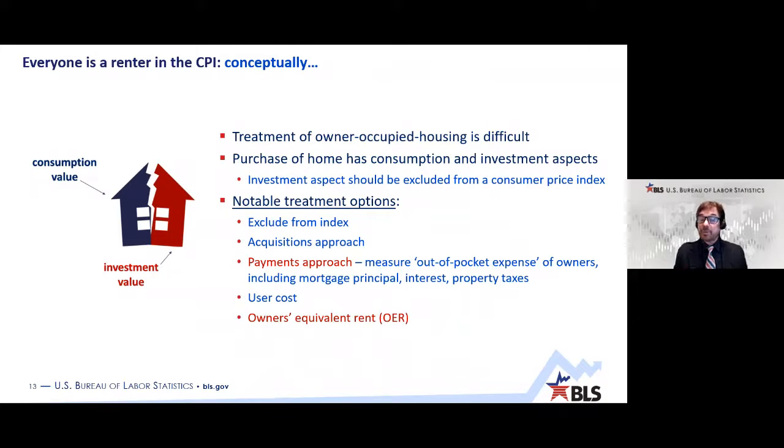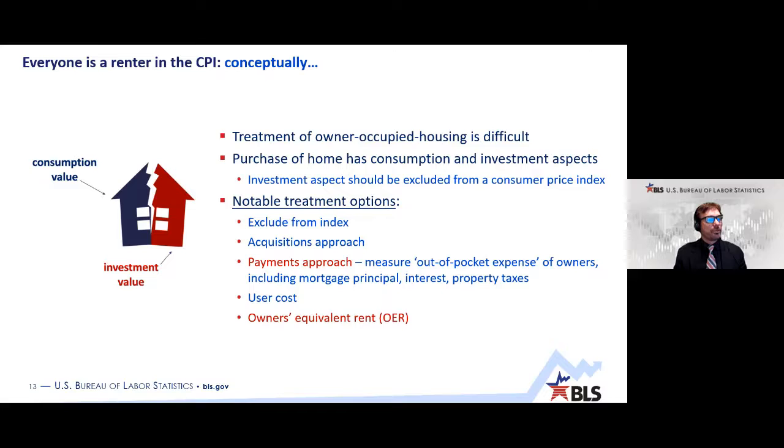Now, this method has been proposed for indexes used for escalation. There's a little bit of significant literature on this topic, suggesting that's the better approach for escalation purposes of a CPI. And then we have user cost and owner's equivalent rent. And the literature and most economists agree that this is the most suitable approach for the macroeconomic use of the CPI, using the CPI as a barometer of the economy.